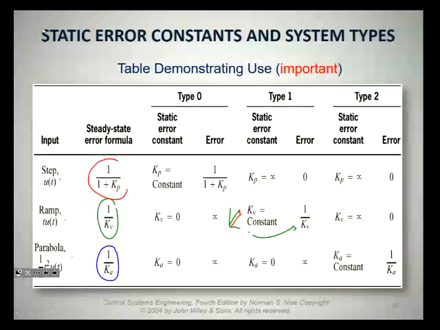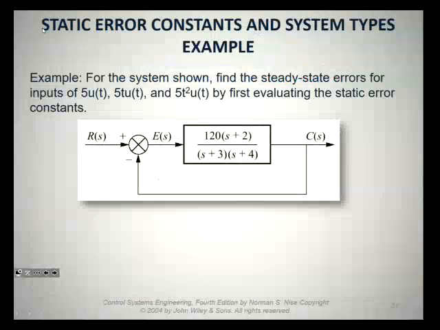And then finally you've got your type 2, which has 0 error for a step, 0 error for a ramp, and a constant error for a parabola. Does that make sense? Hopefully. It's not too bad. You can always work these out, of course. You don't have to remember the table, but the table is just a useful way of summarising what's going on. And there is a kind of relationship between the three systems and the three inputs as well. It's a bit mathematical, I know, it's probably quite tough.